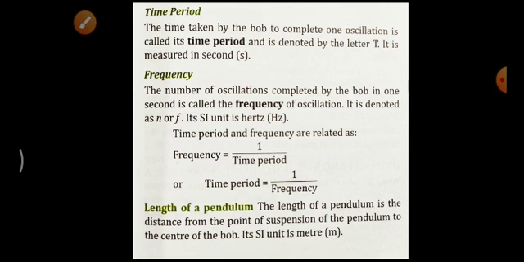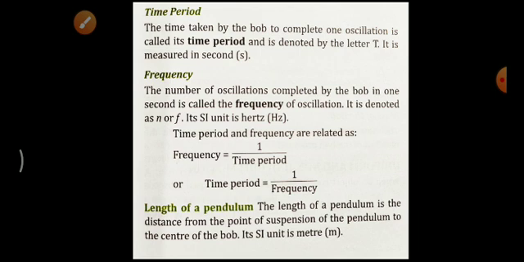Time period and frequency are related to one another. There is one relation by the help of which frequency and time period are related: frequency is equal to 1 divided by time period, or by cross multiplying we get time period is equal to 1 divided by frequency also. Yes, I hope all of you have understood that.